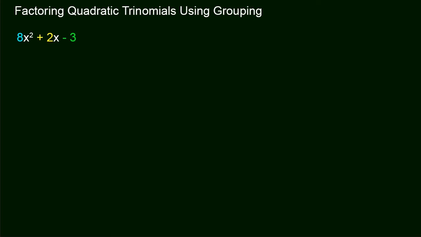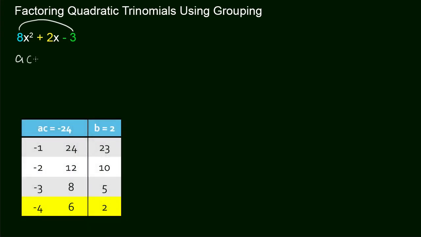Factoring quadratic trinomials using grouping. To use the grouping method, I'm going to take this positive 2x and break it into two terms so that I get a total of 4 terms that I can work with in order to factor. To break this positive 2x into the two terms, what I need to start by doing is figure out what two numbers multiply out to a c. So I need two numbers that give me the product of 8 times negative 3, which is negative 24. And these same two numbers have to add up to positive 2.